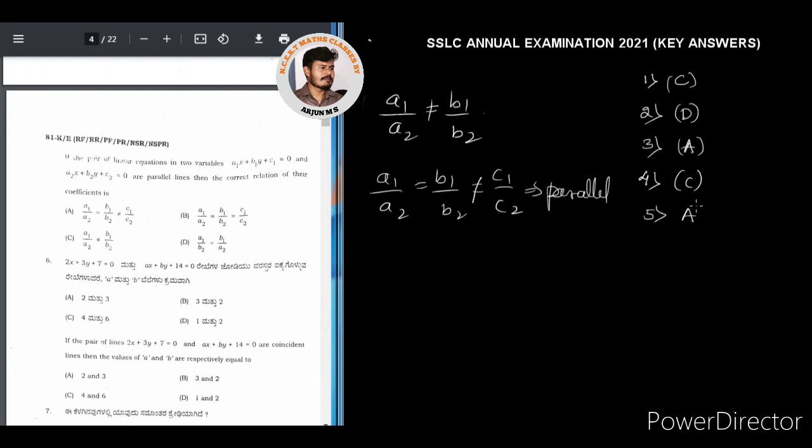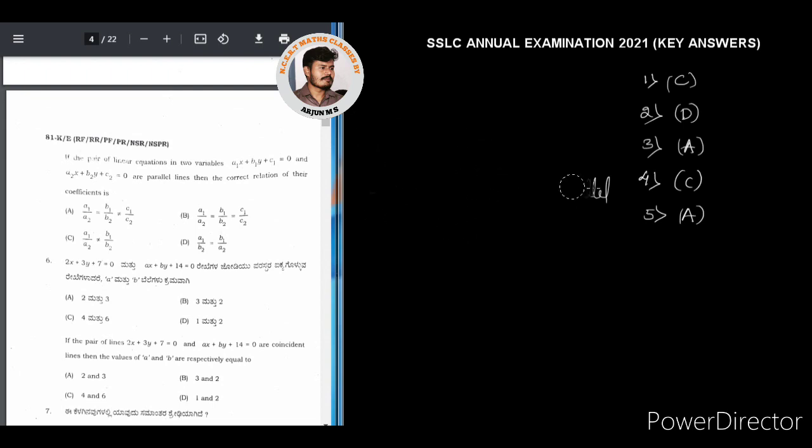Option A is correct because these ratios are a1/a2 = b1/b2 but not equal to c1/c2. We already know each and every condition for intersecting, parallel and coincident. That's why the answer for the fifth one is option A. Then let's move to the sixth question.